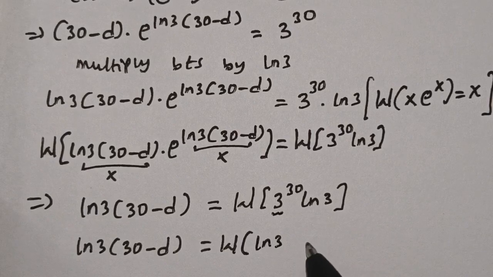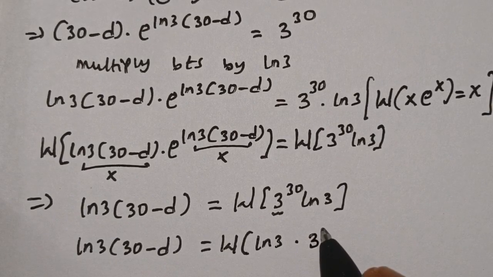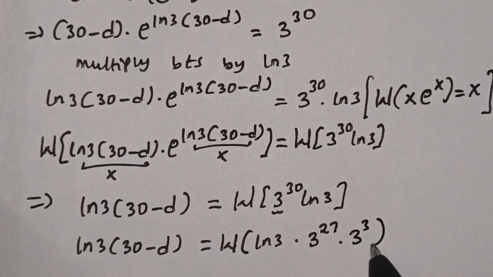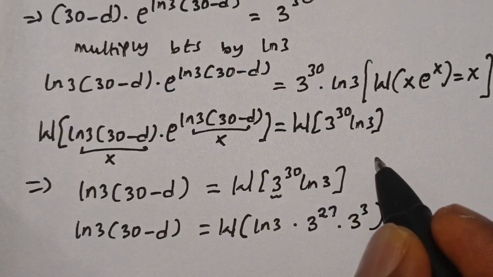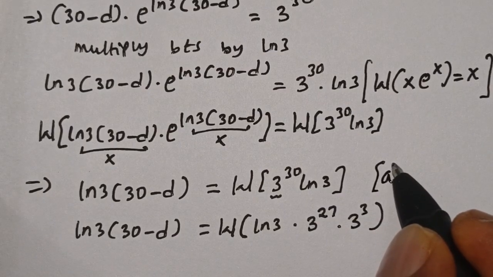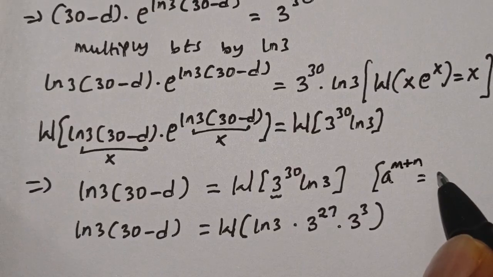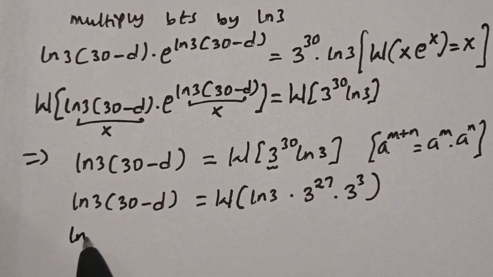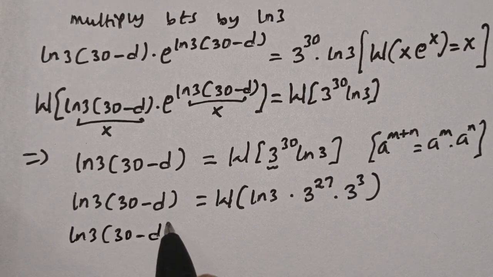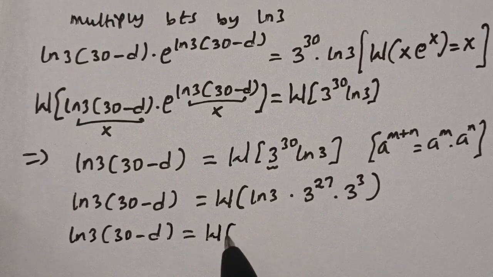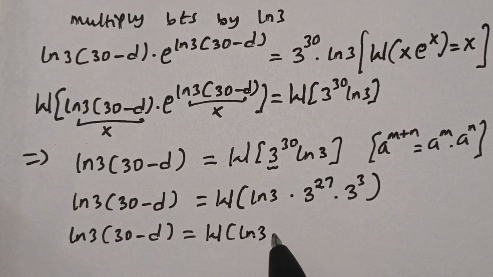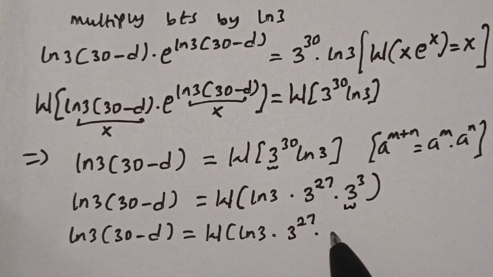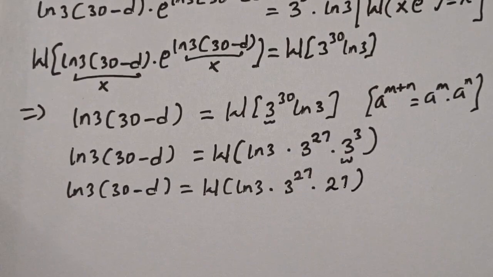3 to the power of 30 could be written as 3 to the power of 27 times 3 to the power of 3. Using laws of indices, this power rule, a to the power of m plus n equal to a to the power of m times a to the power of n. So ln 3 of 30 minus d is equal to W of ln 3 times 3 to the power of 27 times, what is 3 to the power of 3? That is 27. Close the bracket.